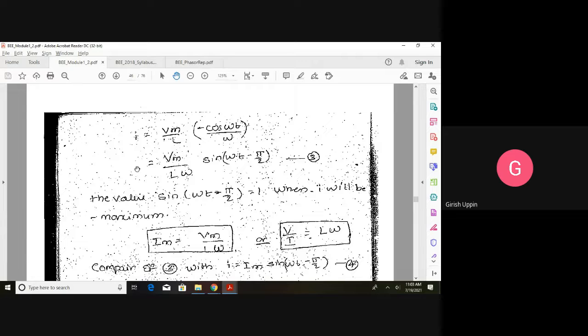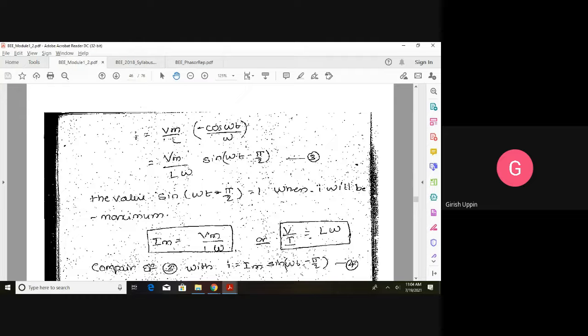So what is the equation of the current? I is equal to Vm divided by L omega. This is nothing but the Im value, the peak value. Im into sine omega t minus pi by 2. What is the applied voltage? V is equal to Vm sine omega t. Meaning, the voltage will start at 0 reference and the current will start at minus pi by 2. So the current will start after 90 degrees.